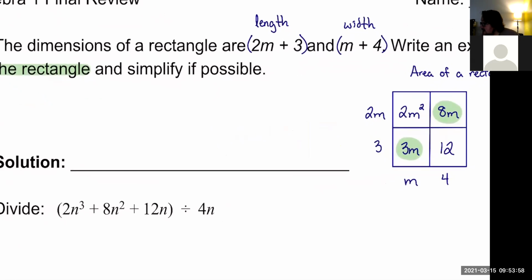So for the area of this particular rectangle, we can write the expression 2m squared. 8m and 3m make 11m. And then the 12 jumps there on the end.